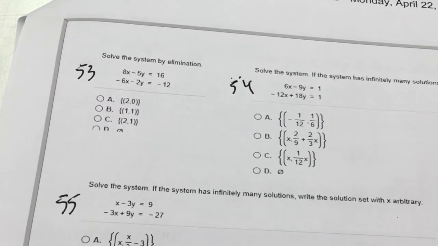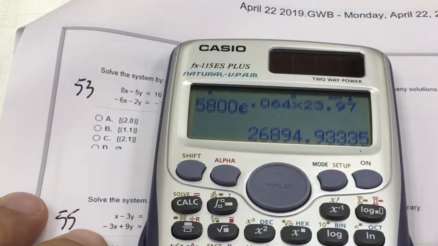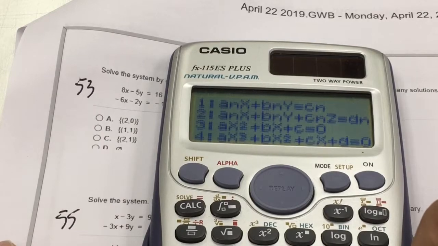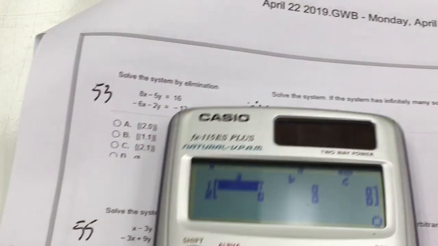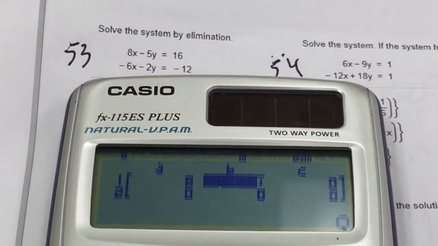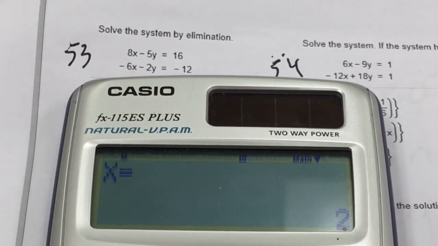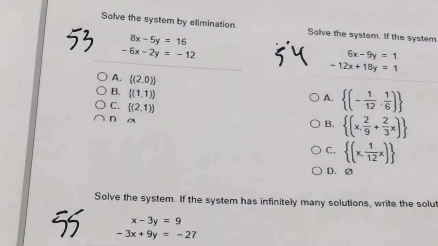(53, 54, and 55), or maybe 54 and 55 are switched. To do number 53, we're going to use the solver: mode, equation solver, 5, and then 1. We're just going to type in the array of numbers. We're going to fill in those zeros with those leading coefficients. So it's going to be 8 equals, negative 5 equals, 16 equals, negative 6 equals, negative 2 equals, negative 12 equals. Hit equals. So my x value is 2, my y value is 0. 2, 0 is choice A.